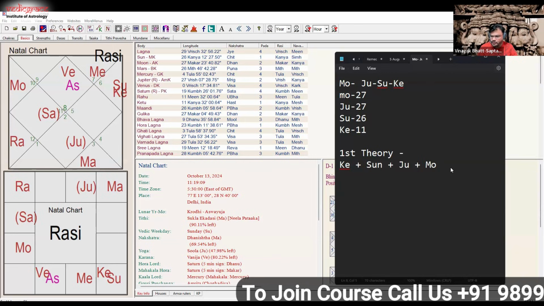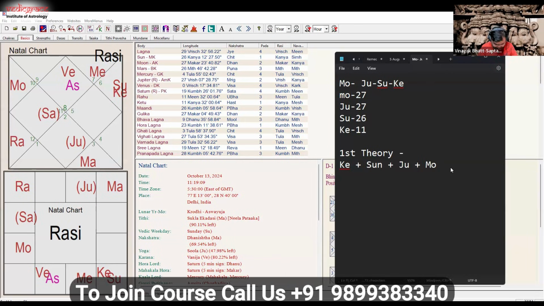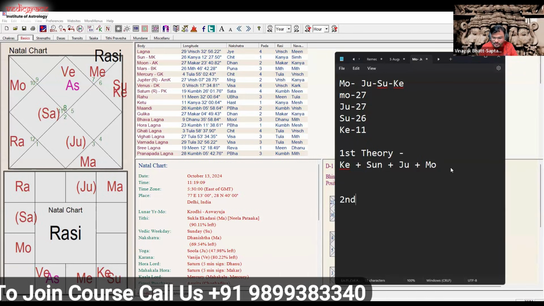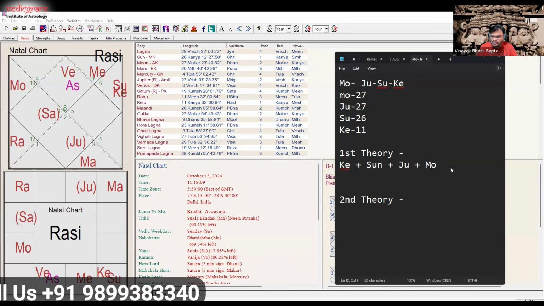So this is the first theory. Venkat Krishna Ji, clear? Now I will explain the second theory, then I will explain the difference between these two. The second theory, which I am also following, you will not find this in the books.